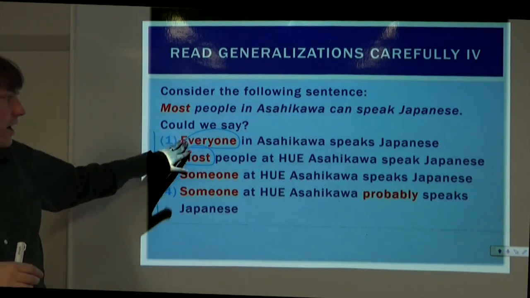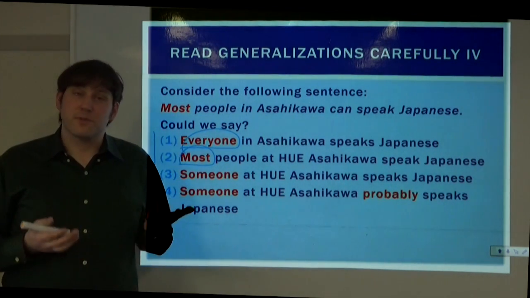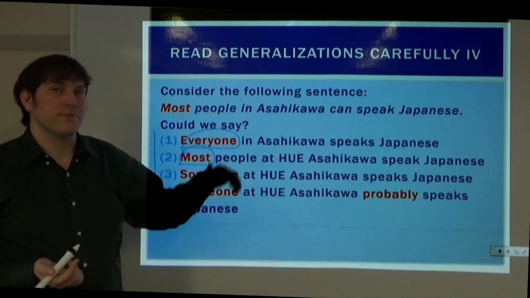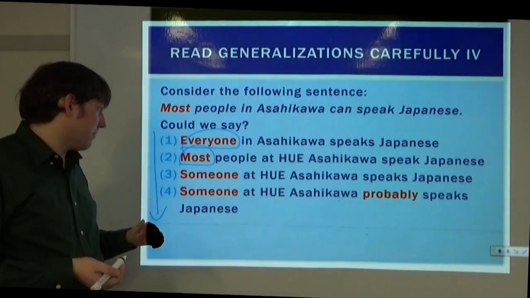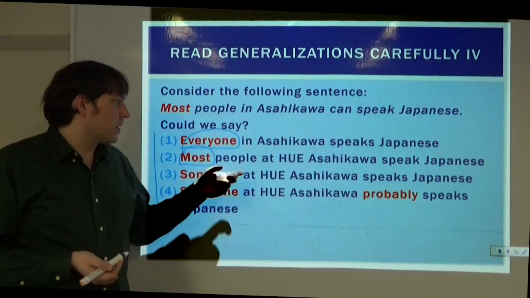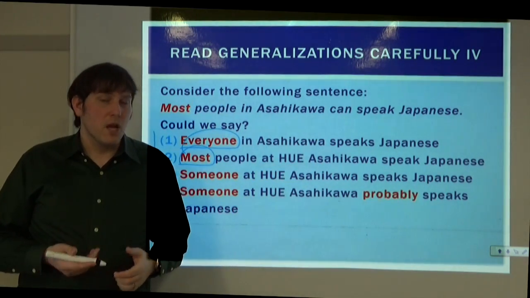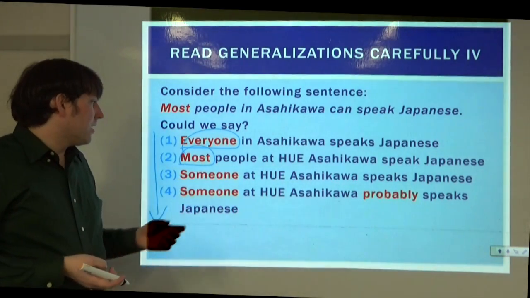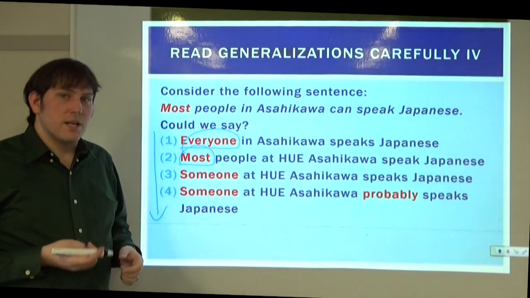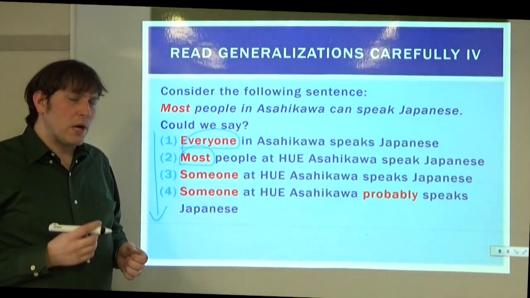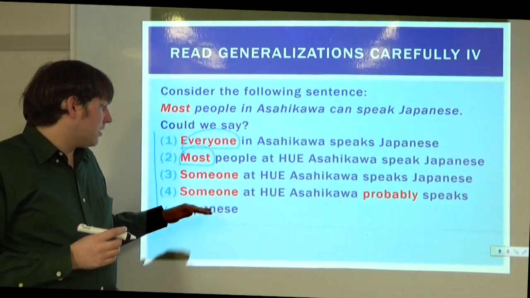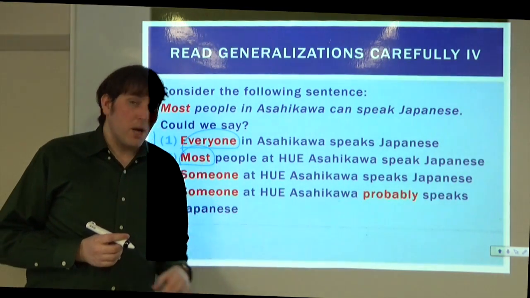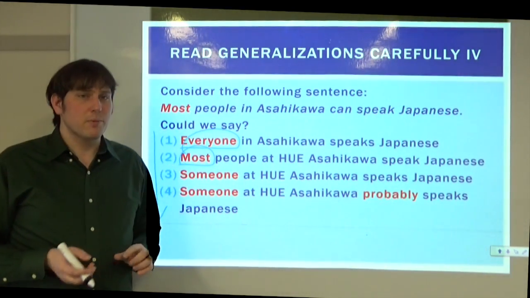Now, if we want to say everyone in Asahikawa speaks Japanese, there's a problem. We don't have enough evidence for that. We've only shown that most people do. If we want to say most people at HUE Asahikawa speak Japanese, we have some support for saying that. If we want to say someone at HUE Asahikawa speaks Japanese, it seems quite likely we can prove that. If we add "someone at HUE Asahikawa probably speaks Japanese" to our conclusion, it's going to be very easy to make this claim.